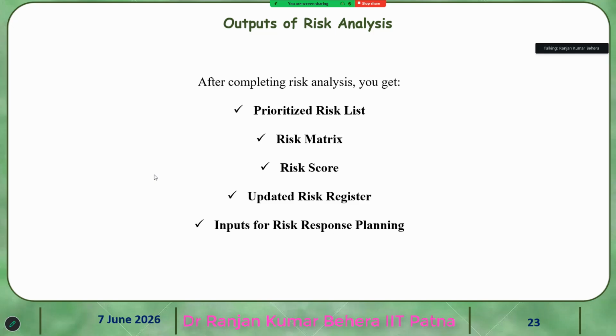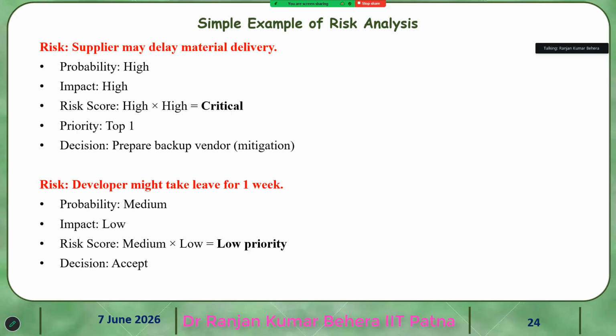And what is the output of the risk analysis? First is a prioritized risk list, then a risk matrix, and then risk scores, uploaded into the risk register. The updated risk register is the input for risk response planning. So this is the simple process of risk analysis.